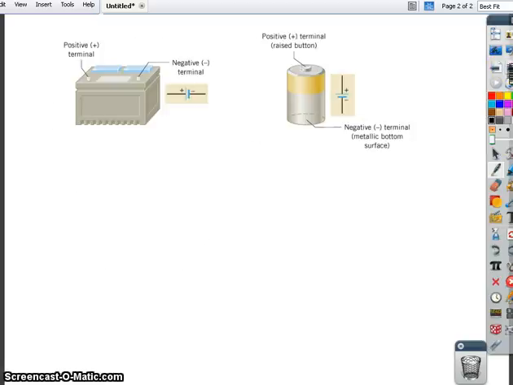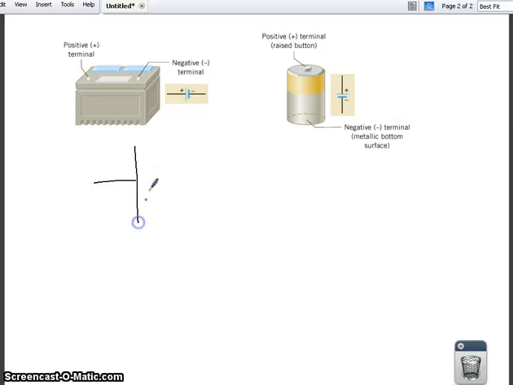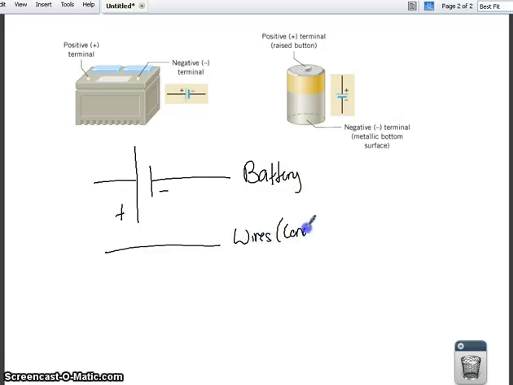So here are batteries, and a battery is going to be denoted with a symbol that looks just like this. It's going to be a big line next to a small line like this. The big line being the positive end, and the small line being the negative end of the terminal. Okay, so this is a battery. Lines are just wires or conducting material or conductors.